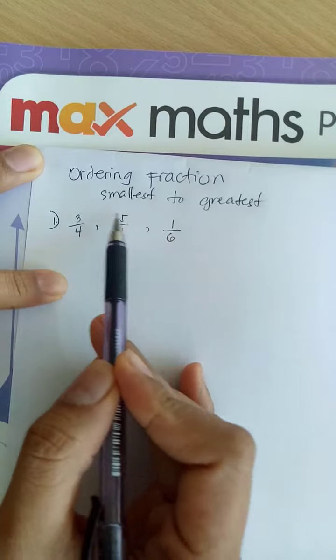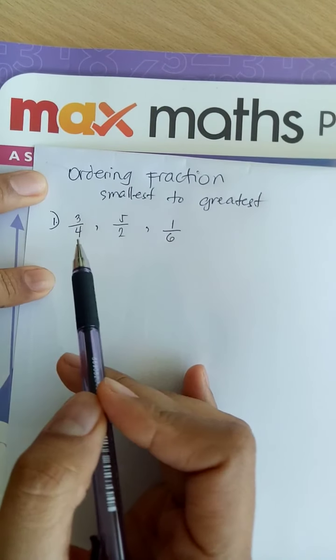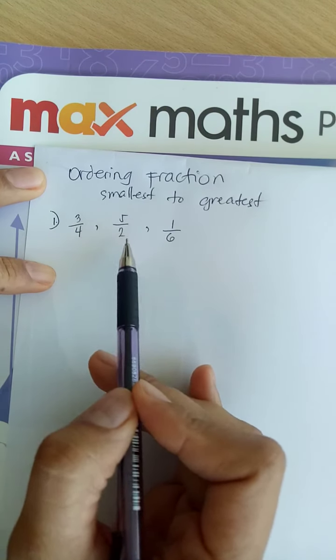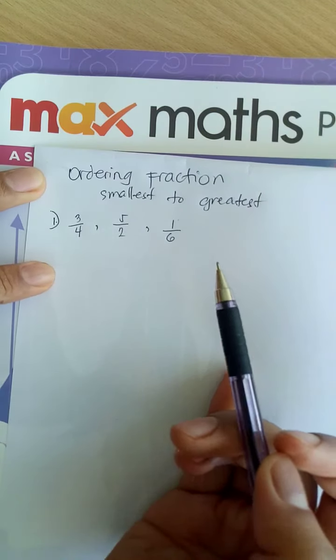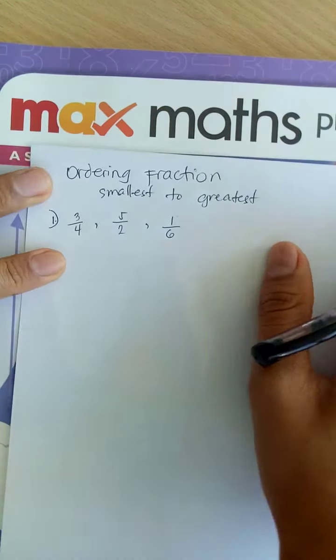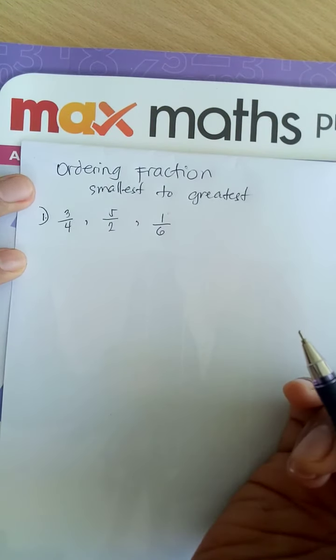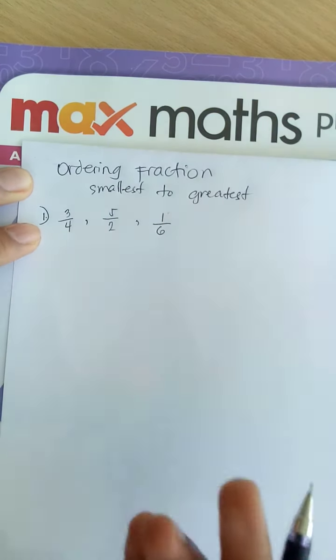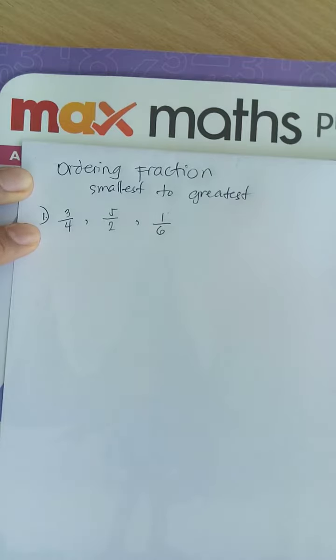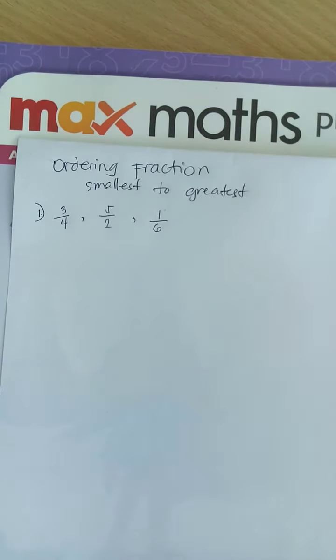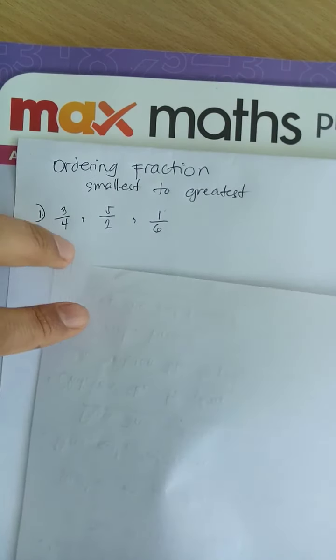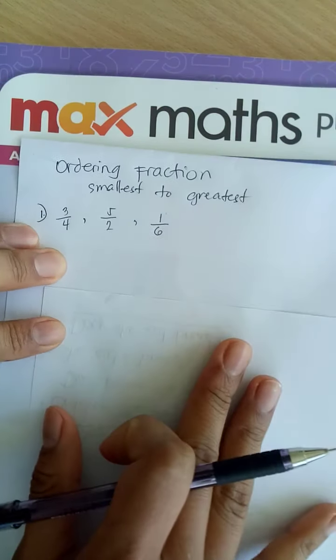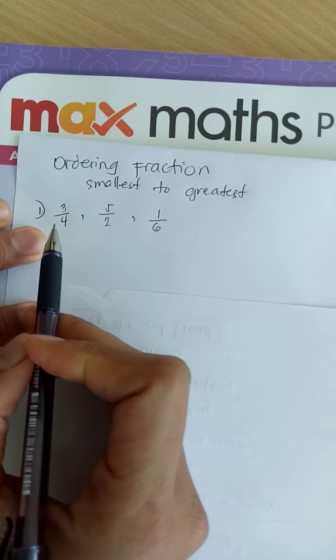Let's say we have these example fractions: 3/4, 5/2, and 1/6. So what you're going to do, it's best that you convert them to their decimal values, so that you will see which one is smallest and which one is the greatest, or the biggest. Okay, so you can use scratch paper or an extra paper for that. Let's say this is my extra paper.